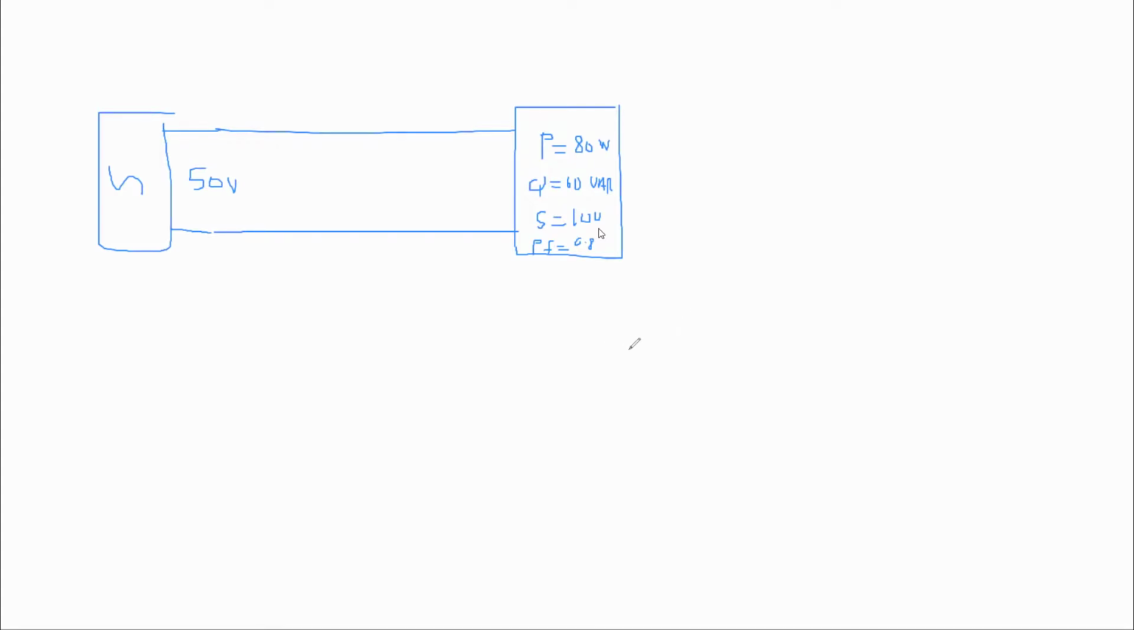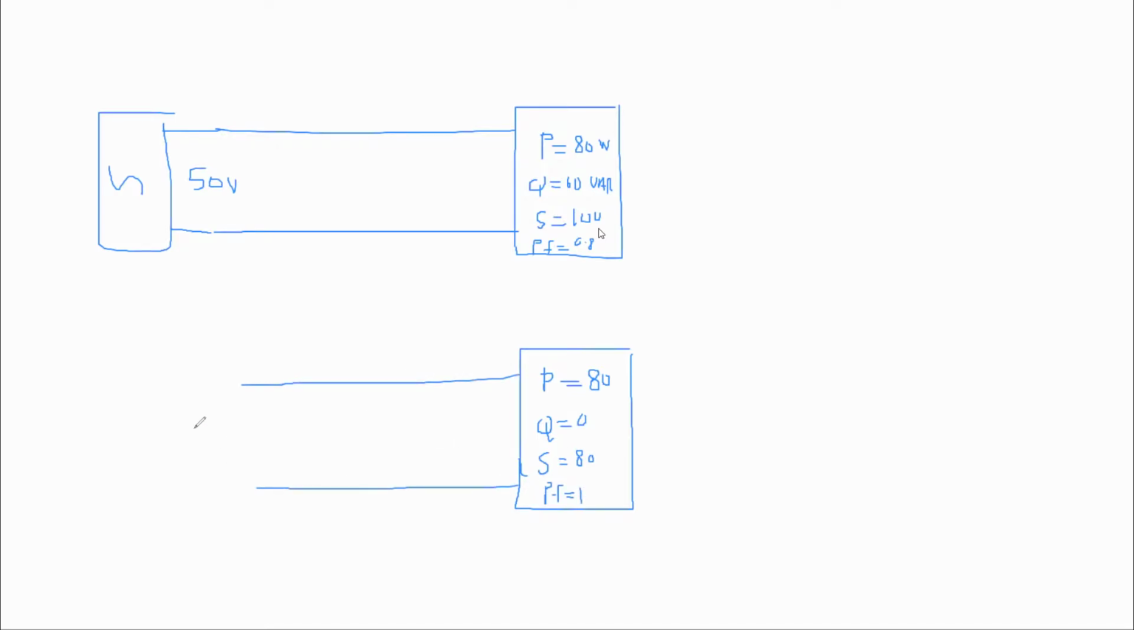Here's another load. P is 80. Q is 0. S is going to be 80. Power factor is 1. The voltage from the source doesn't change, 50.